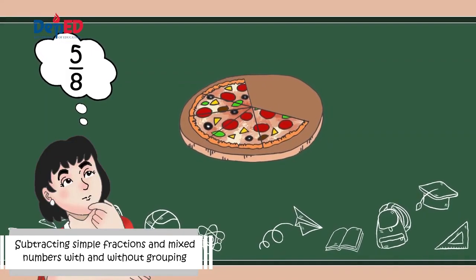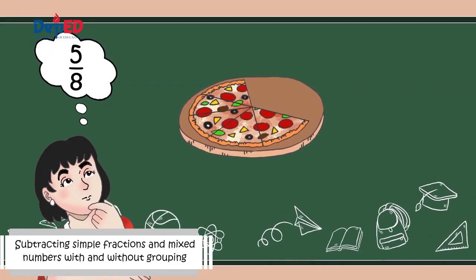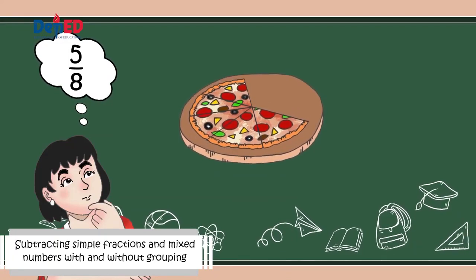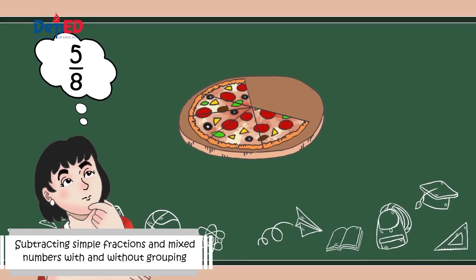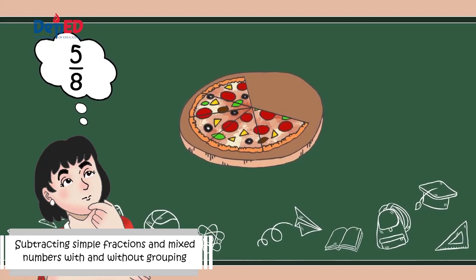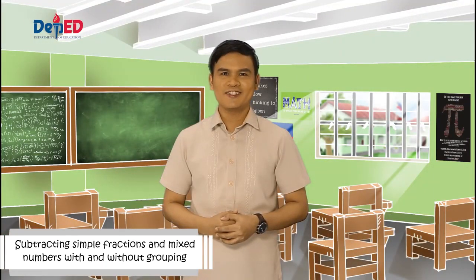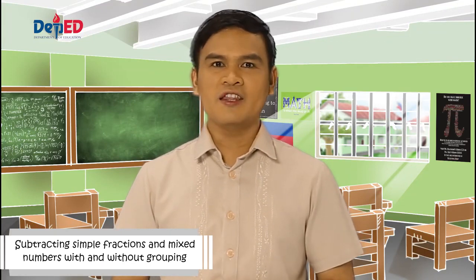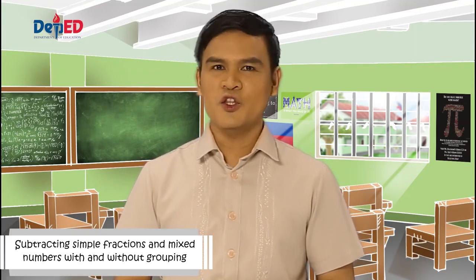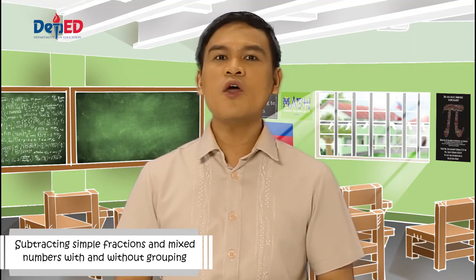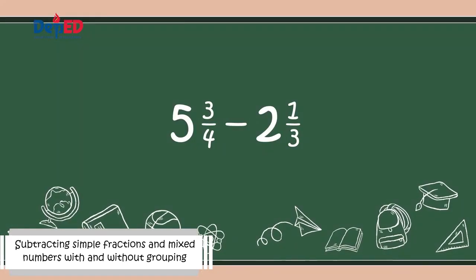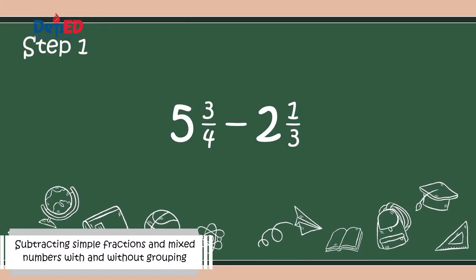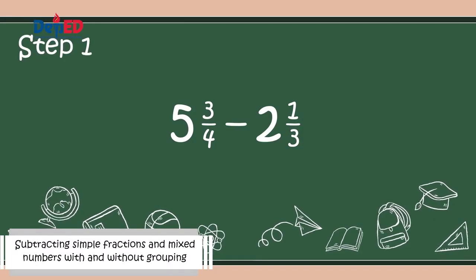In subtracting similar fractions, subtract only the numerators and copy the common denominator. Reduce to lowest term if possible. Let us try another example. 5 and 3/4 minus 2 and 1/3. Step 1. First, change it to similar fractions by getting their equivalent fractions through the least common denominator or LCD.